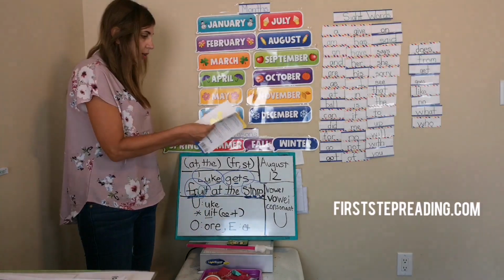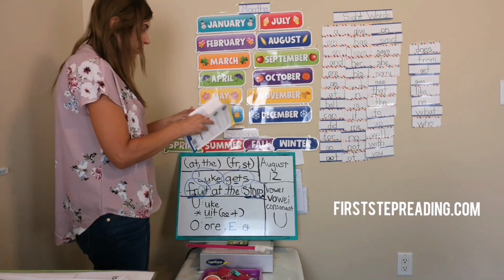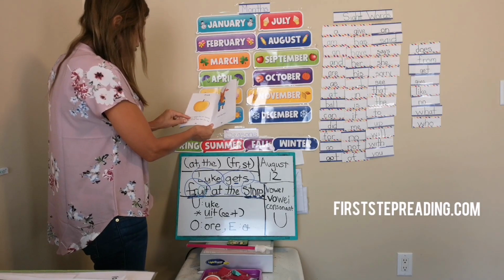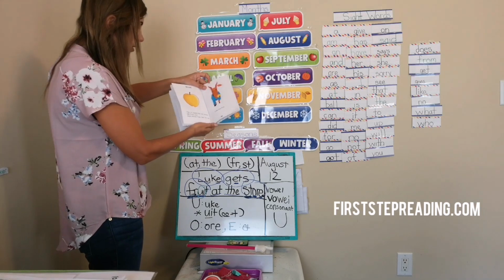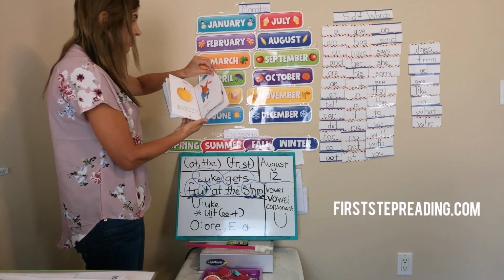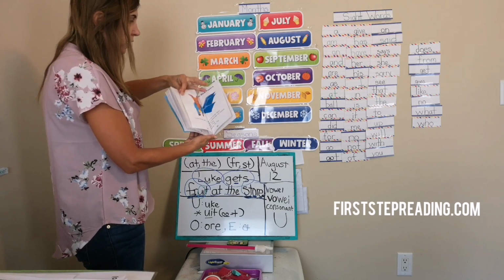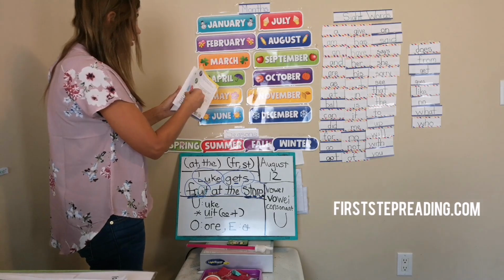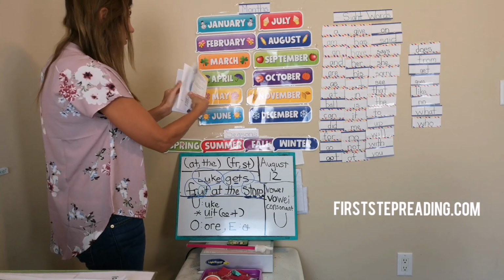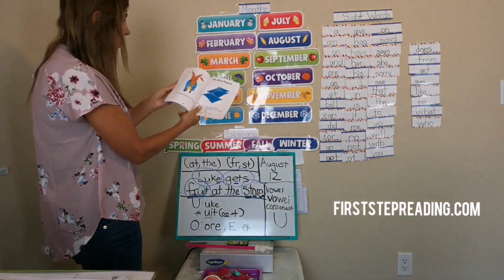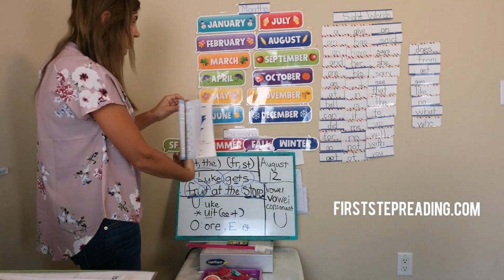So we are here. This UI making the oo sound, and it has U-I-T, suit and fruit, that both follow that in this story. There's just one more long vowel U, and then some exceptions in the back. So you can go through these stories.